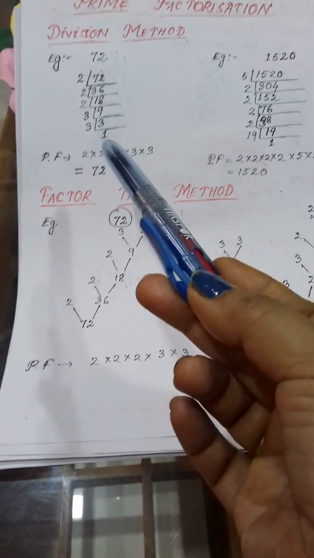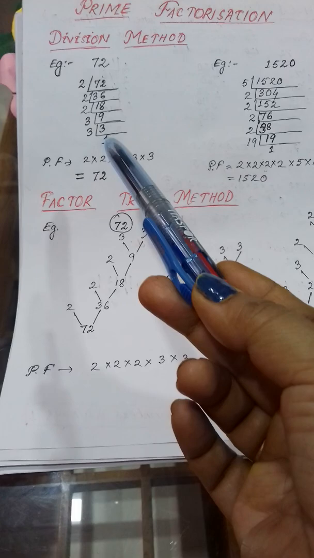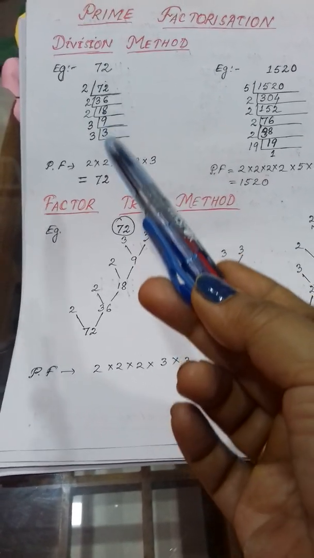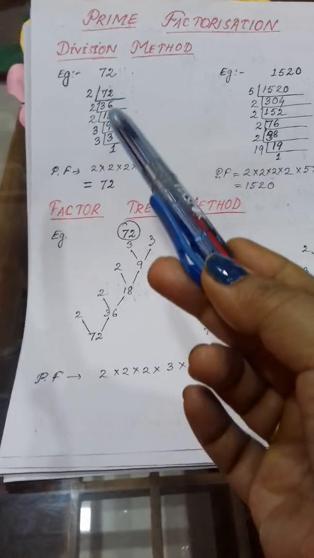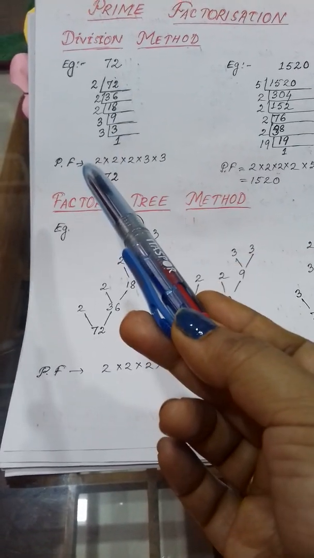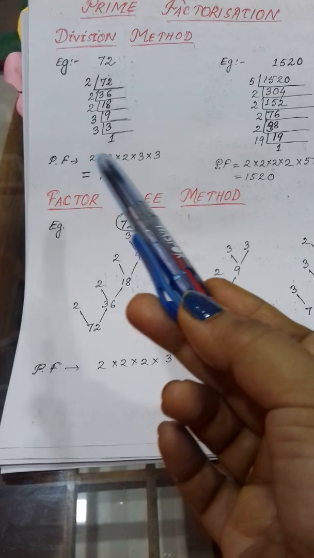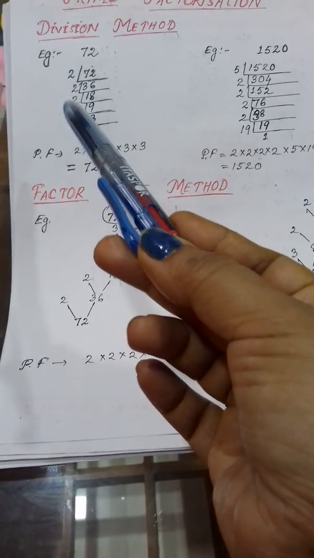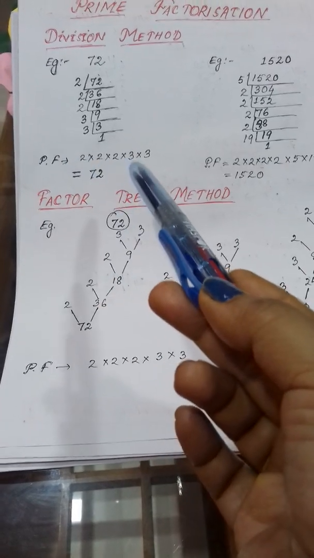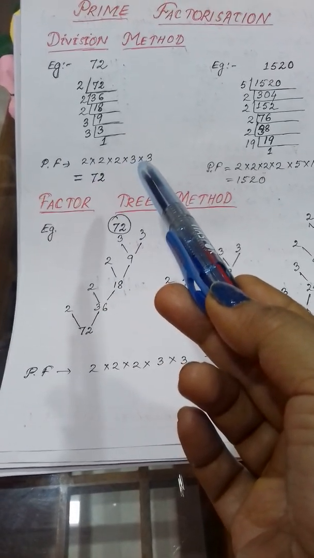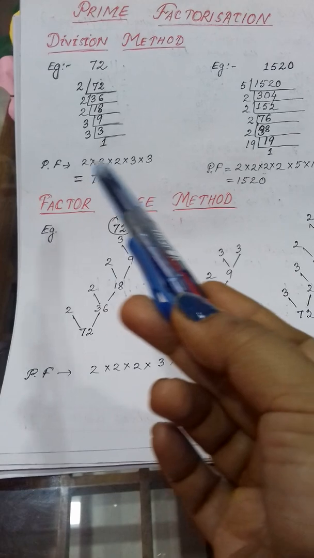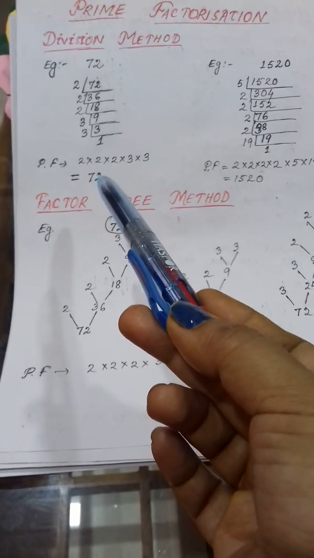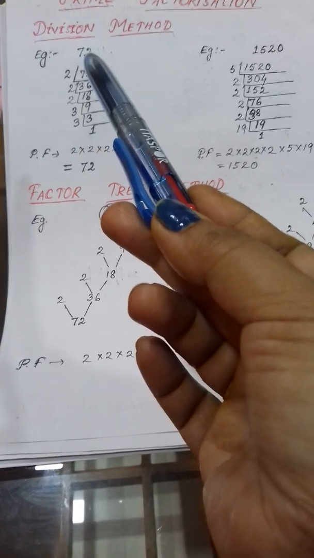So when you have got 1 or any prime number, that means your division is complete. So after completing the division, you have to write down the prime factorization, means prime factors. These numbers, all the divisors, you arrange in ascending order. Clear? And after that you find out the product. You will see this product and the given number will be the same.